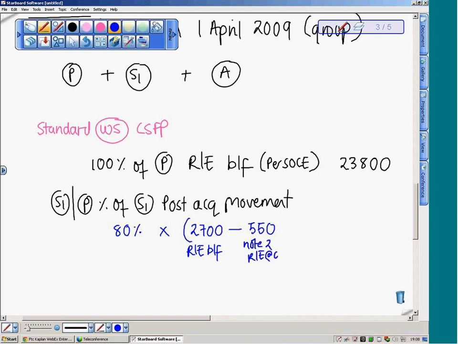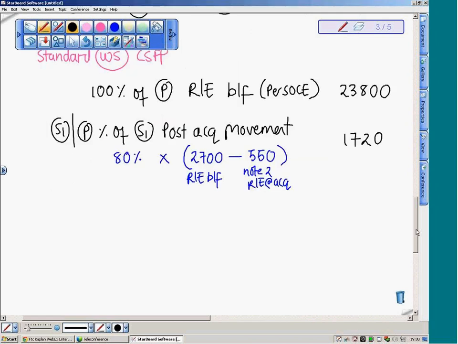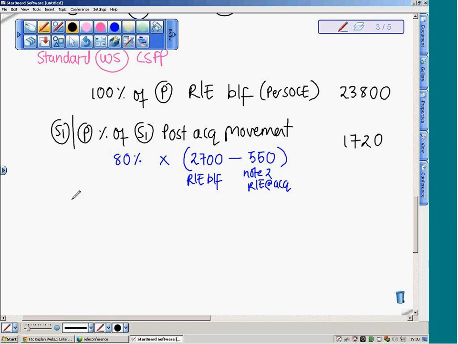Retained earnings at acquisition, it was 550. So the post-DAC is essentially the difference between the two. And if we multiply that by the parent share, you get 1720. In addition to that, you want to include the associate. You want to include the percentage of the associate's post-DAC movement as well.